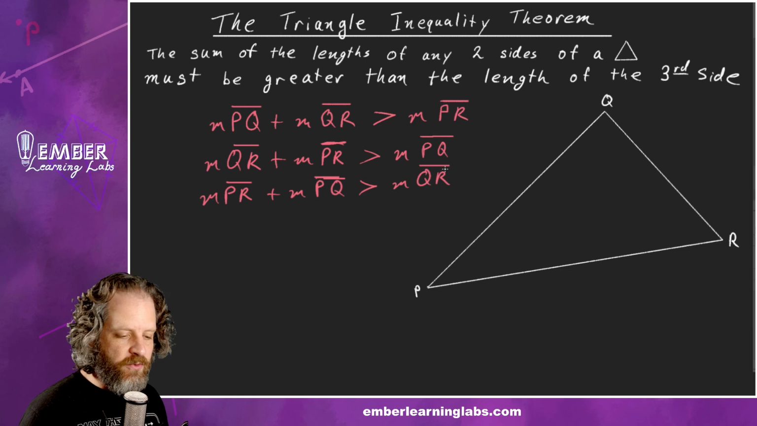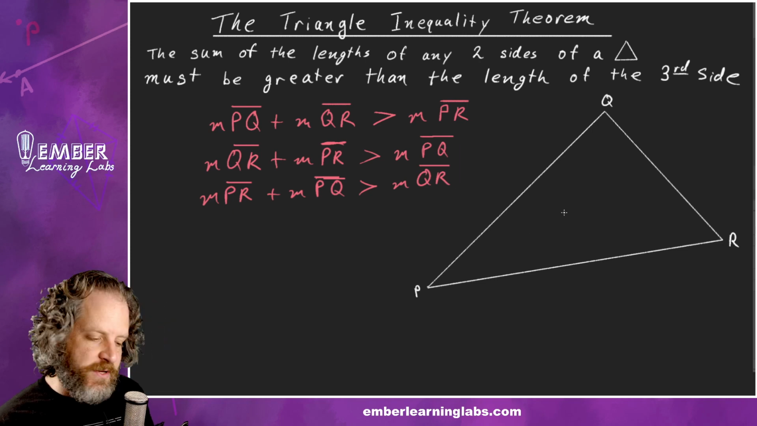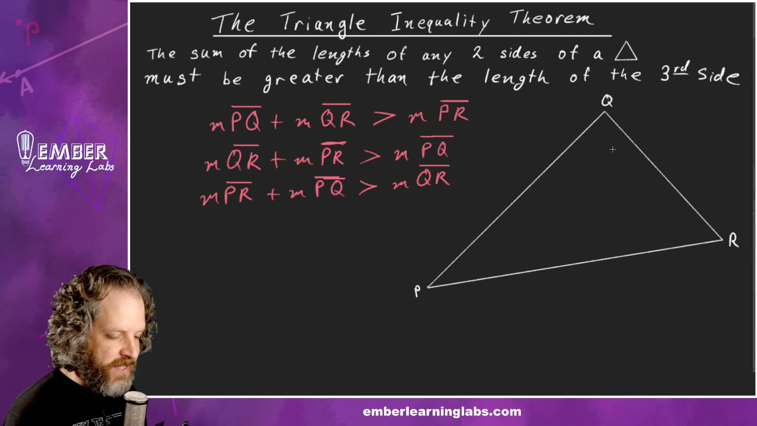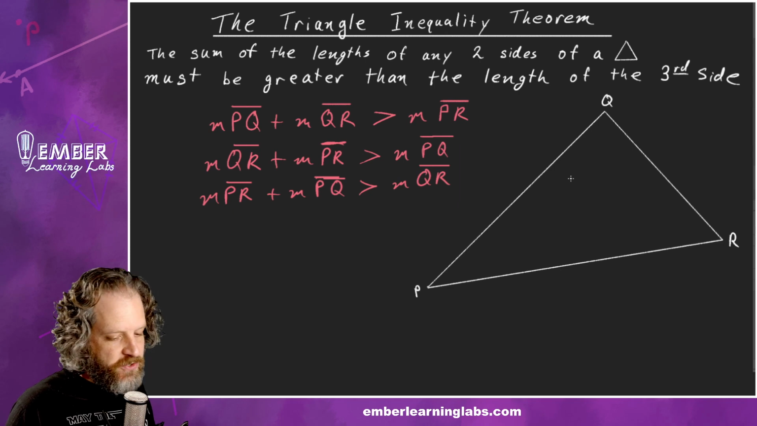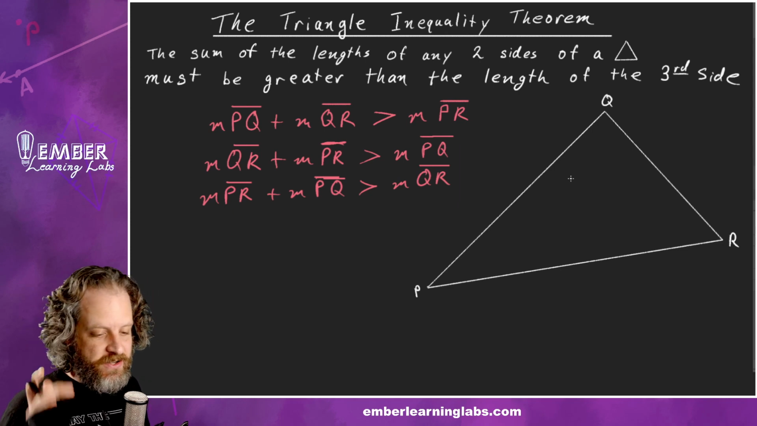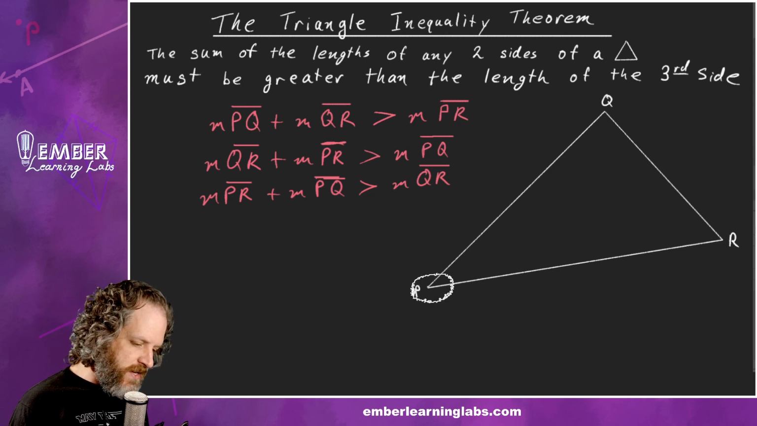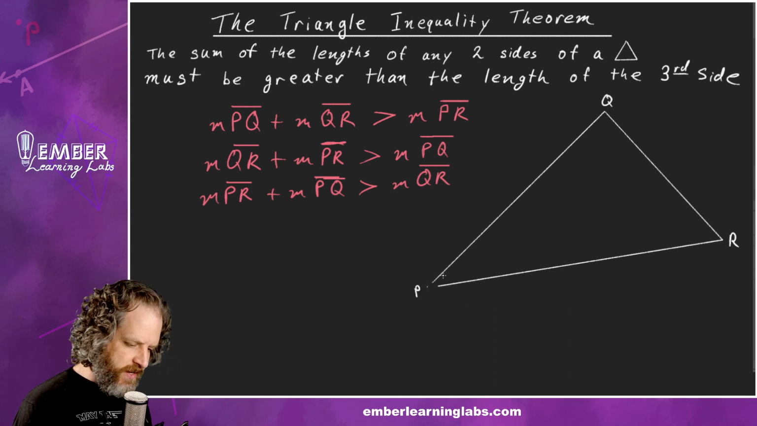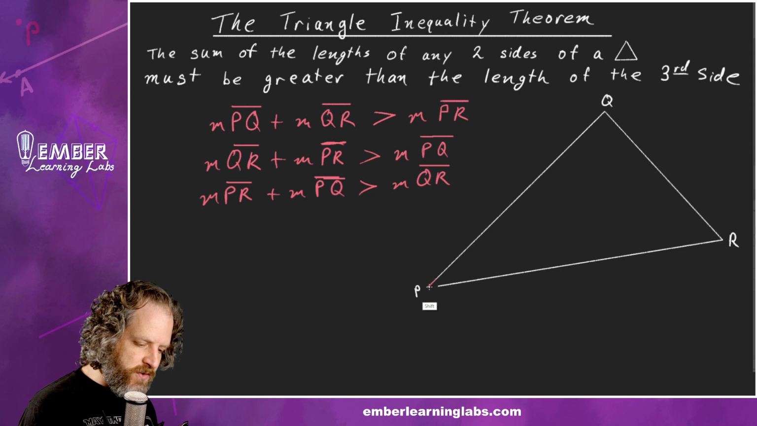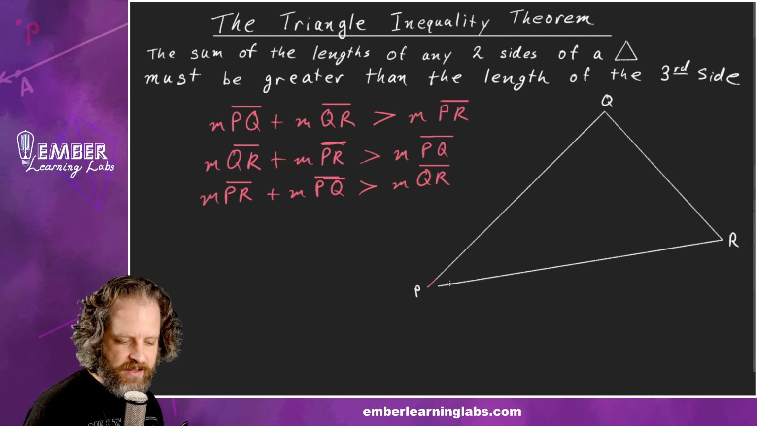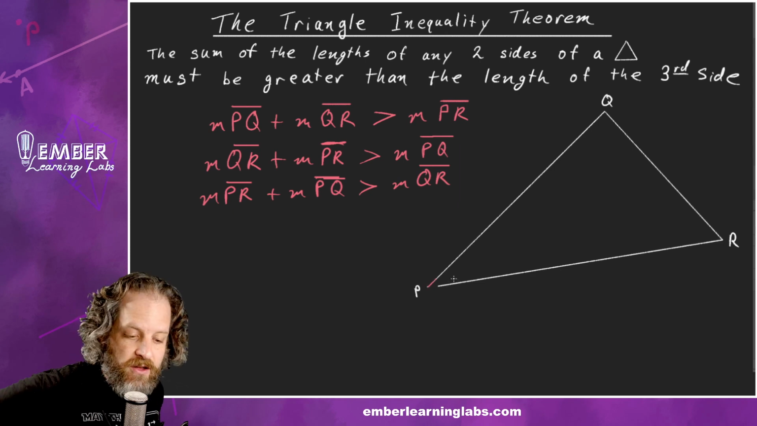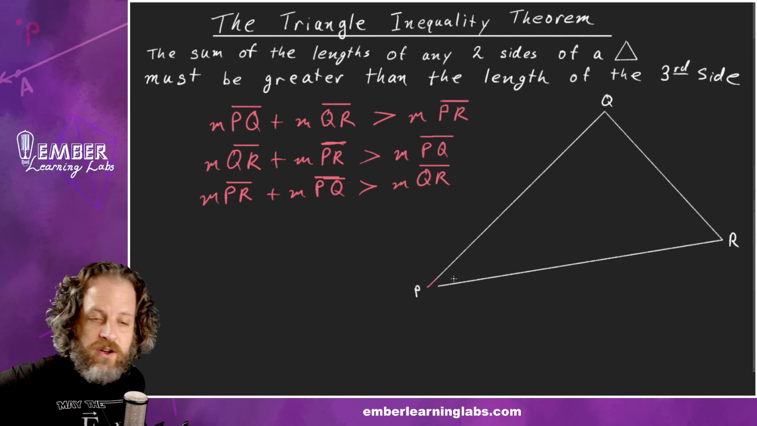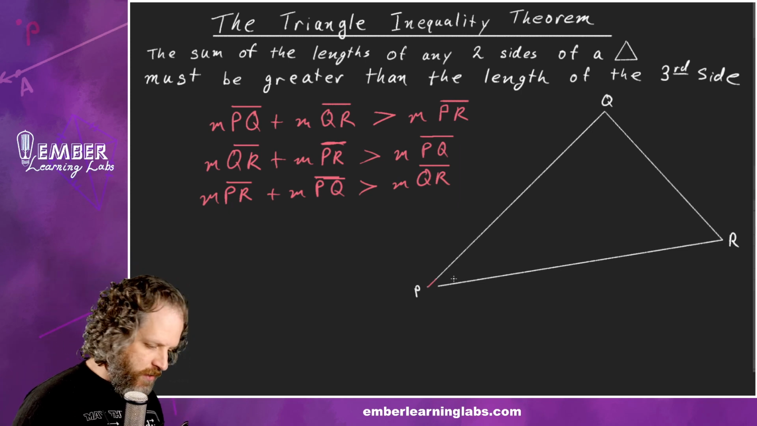So this always has to be true. If you add up two sides, that length has to be greater than the third in order for it to be a triangle, because if it isn't, the other sides are not actually going to cross. It's going to leave a gap. It's never going to quite work. So this has to be true in order to make a triangle.